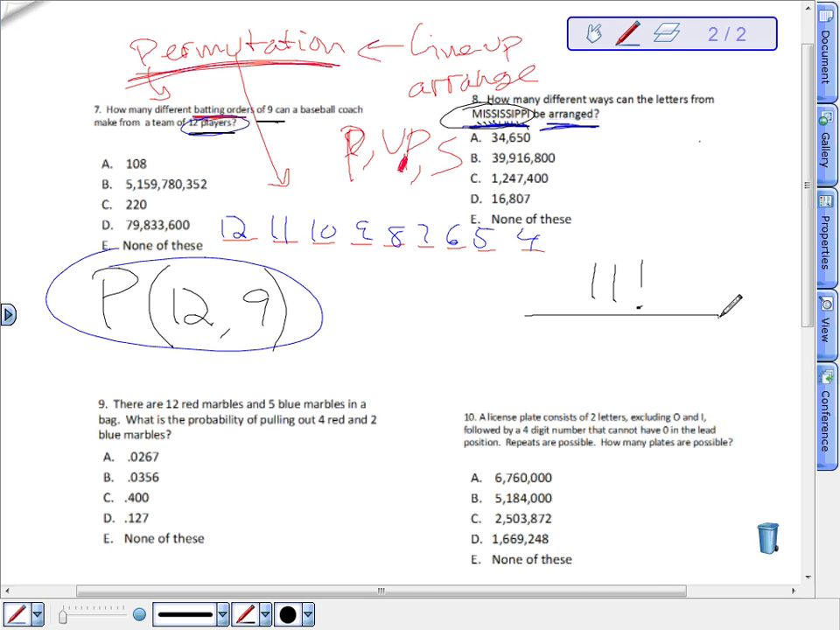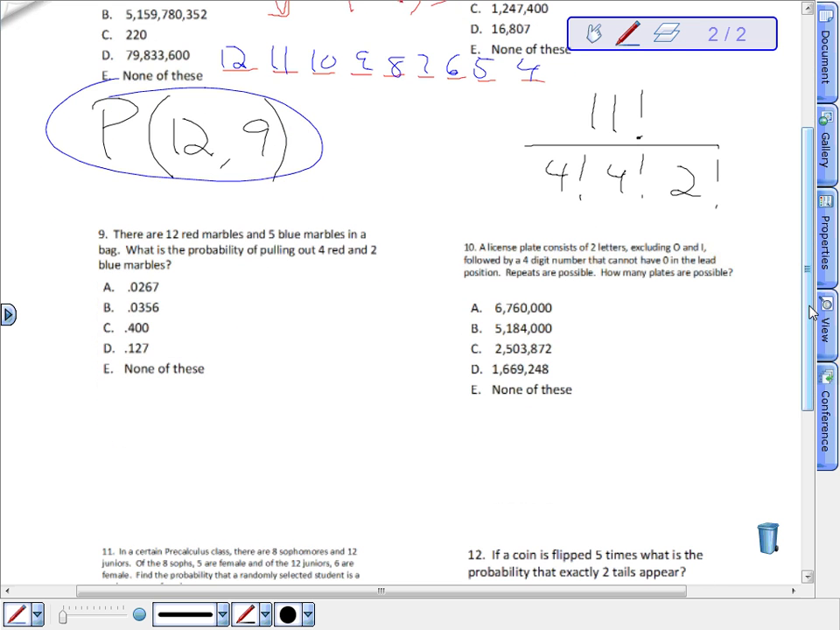So if we count all the I's, it looks like there's 4 I's, so I'll divide by 4 factorial for the I's. There are 4 S's, so I'll divide by another 4 factorial for the S's. And there are 2 P's, so I'll divide by another 2 factorial for those to get my grand total for that one right there. And I don't even know what that is. You can do that calculation. Check that on your calculators.